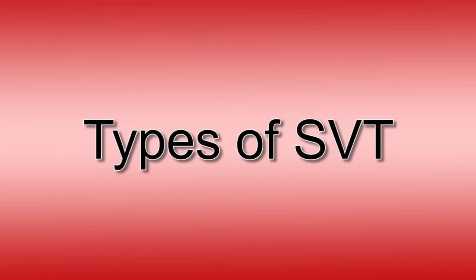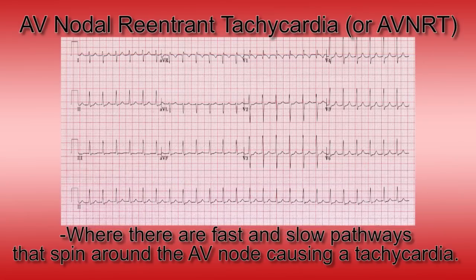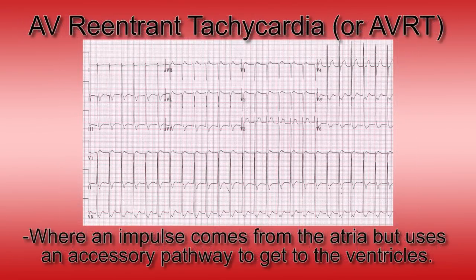SVT includes three main types of arrhythmias. These are atrial tachycardia or AT. This is caused by an irritable site in the atria. AV nodal reentrant tachycardia, where there are fast and slow pathways that spin around the AV node causing a tachycardia. And lastly, AV reentrant tachycardia, where an impulse comes from the atria but uses an accessory pathway to get to the ventricles.